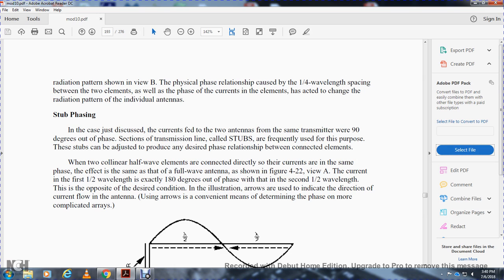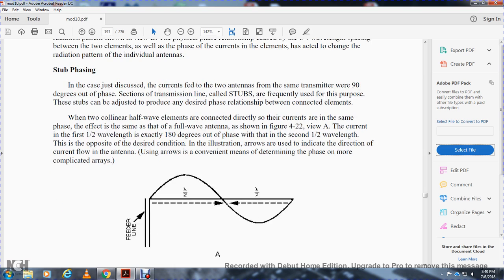In view A, the current in the first half wave is exactly 180 degrees out of phase with the current in the second half wave, flowing in the opposite direction. In the illustration, arrows are used to indicate the direction of current flow in the antenna. Use of the arrow convention is a means to determine the phase of more complicated arrays.